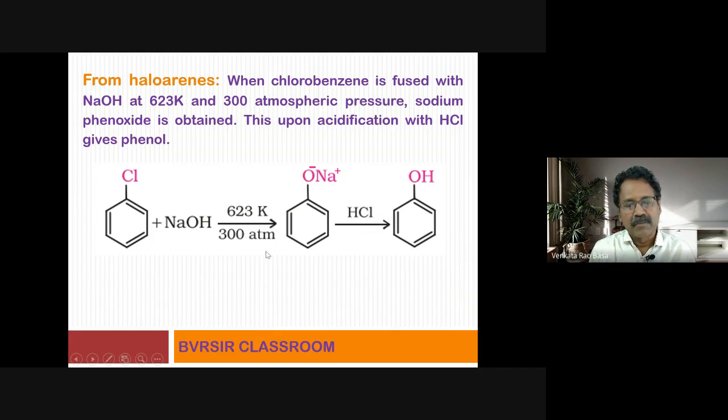So this is the general method. You observe that when chlorobenzene is fused with NaOH at 623 K and 300 atmospheric pressure, sodium phenoxide is obtained. This is sodium phenoxide. This upon acidification with HCl gives the final product phenol. So this is one method of preparing phenol very comfortably.